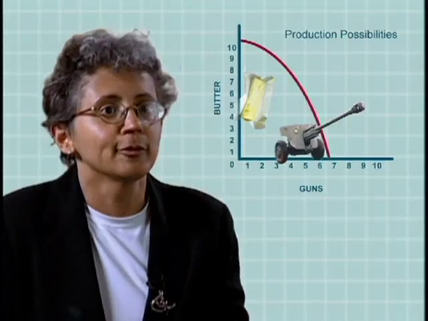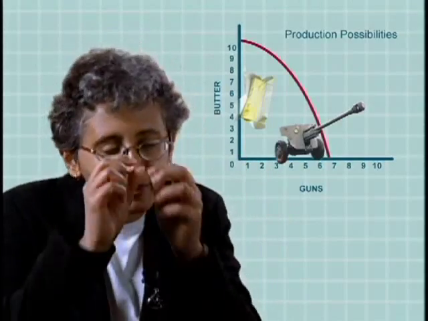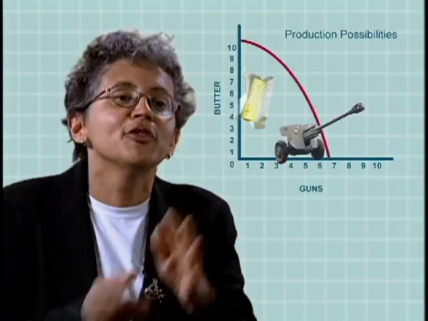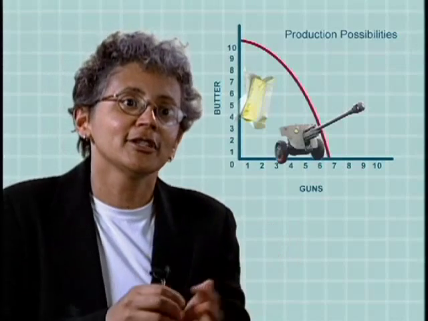At first, we can move the resources that actually tend to be better suited for producing guns. The people who are perhaps really good at putting together, I'm not sure what it takes to produce guns these days, probably putting together electronic circuitry. We move those people first over to production of guns. So we can start producing guns at fairly low cost.